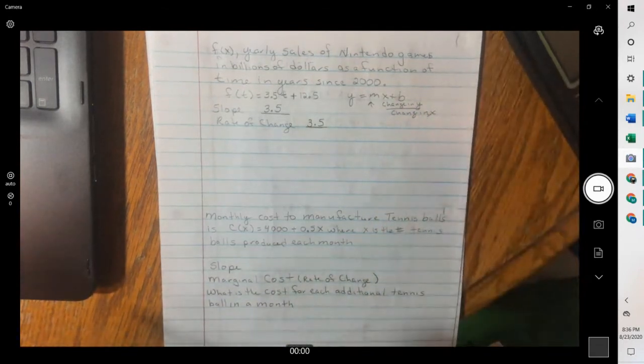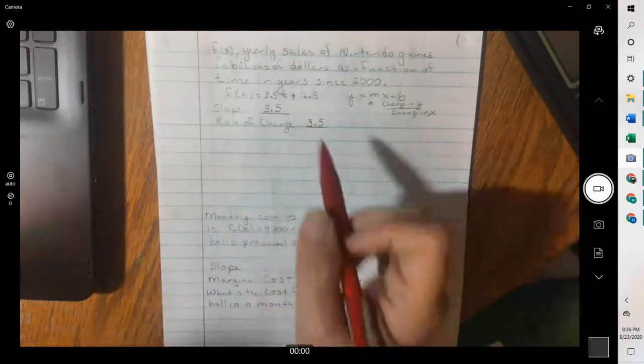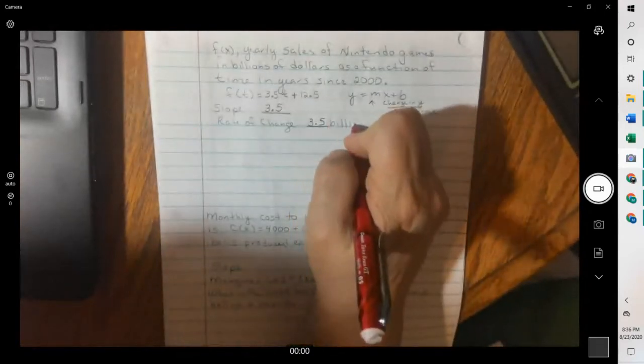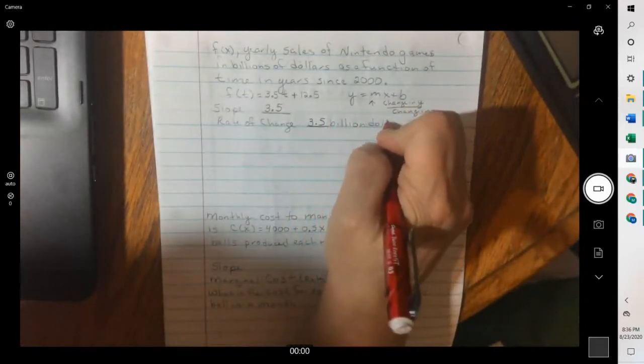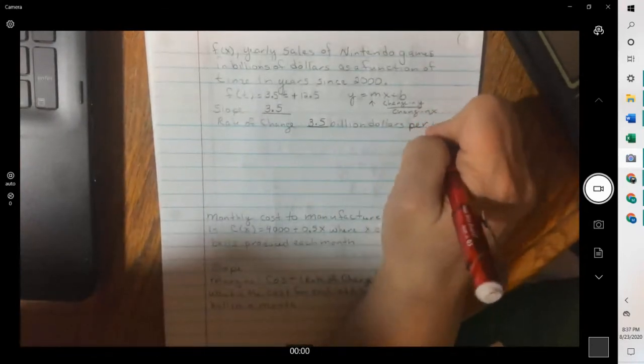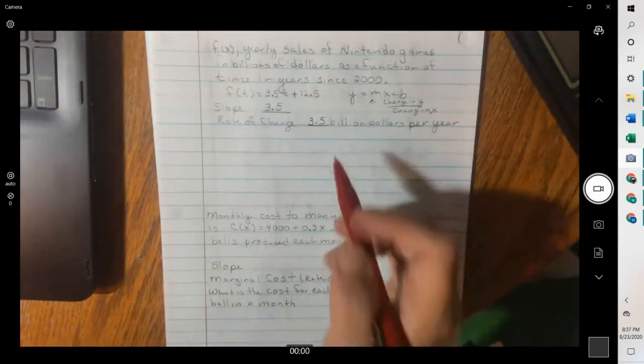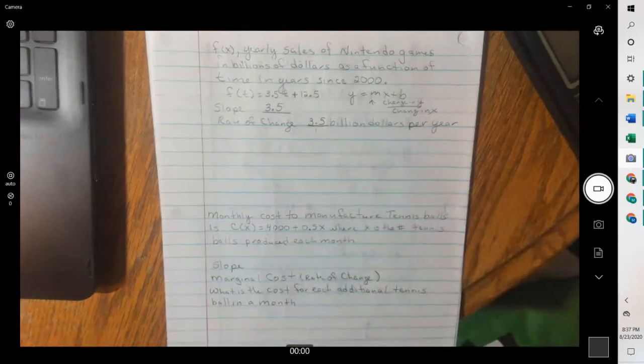Now our y value was billions of dollars, and t was years. So it's increasing at $3.5 billion per year. So it's 3.5 billion each year. That would be over 1, so 1 year.